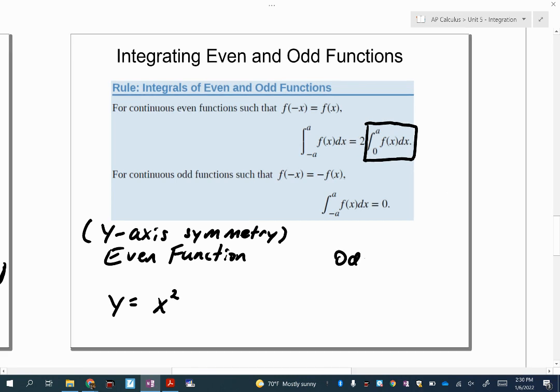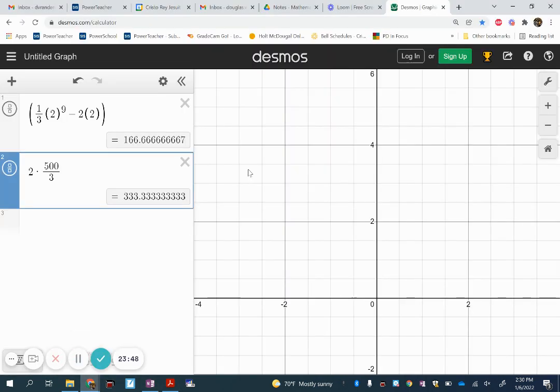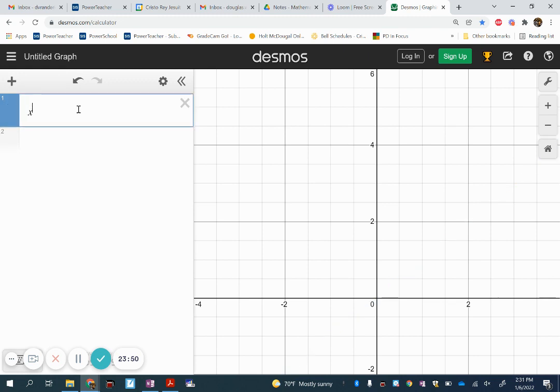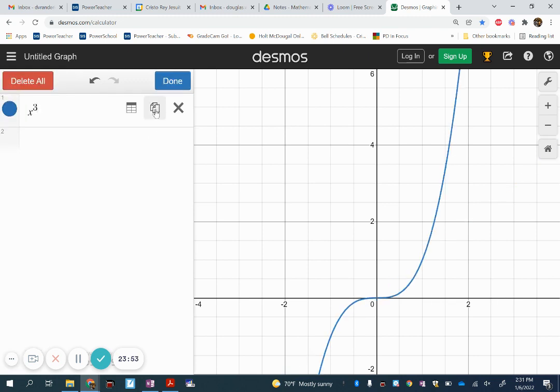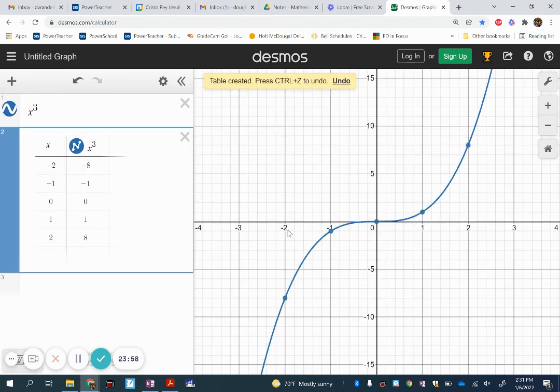So the most basic odd function we've ever talked about in any algebra class is y equals x cubed. And if you remember about odd functions, they have what is called origin symmetry. So let me plot y equals x cubed for you so you can see why this rule is what it is. Okay, so we have x cubed, right? And I'm just going to do the same thing I did before, so you can kind of zoom in and see it.